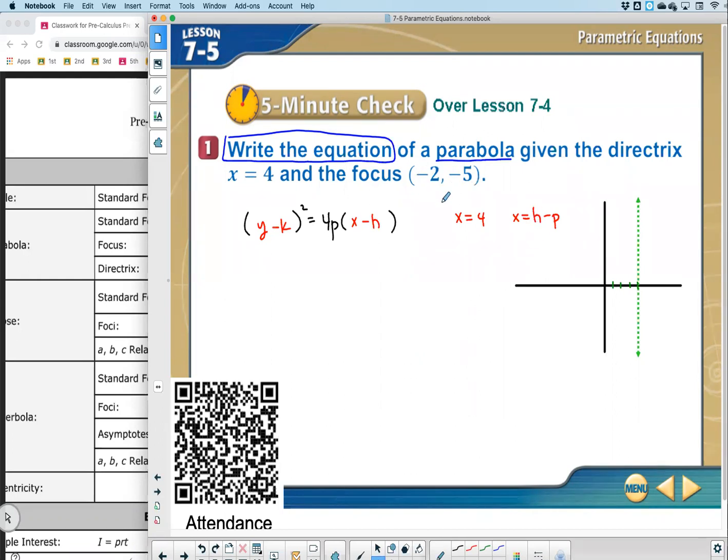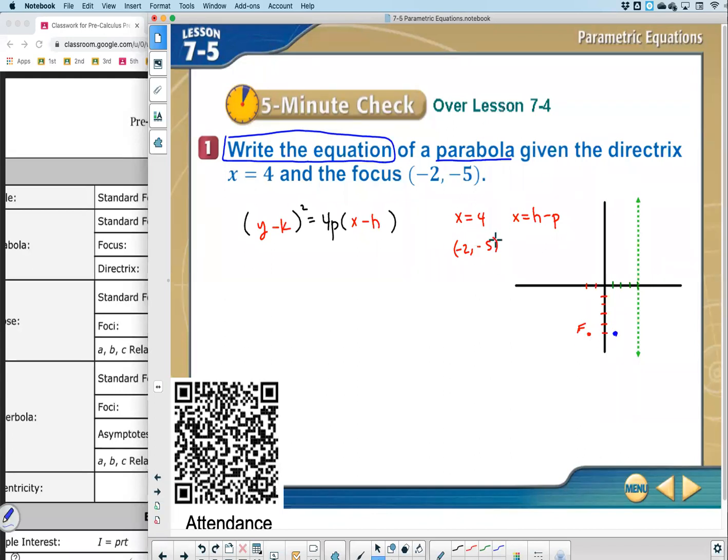Now we're also given this focus value. It says the focus is located at (-2, -5). So that would be left 2, down 5: 1, 2, 3, 4, 5. And so this would be my focus. If you wanted to, you could start solving going off the distance from here to here, which is 6 units. We can find out that the vertex would be halfway through there, and so on. So you could use the graph if you wanted to.